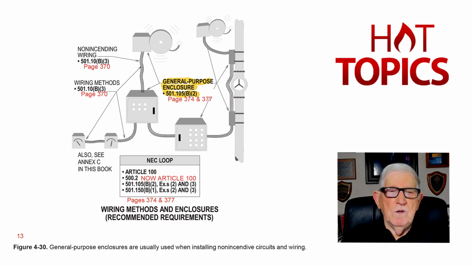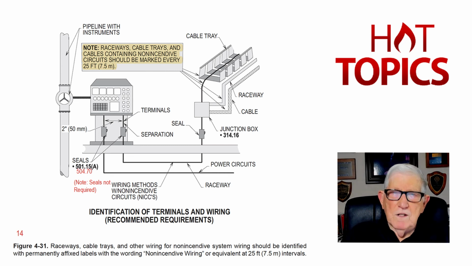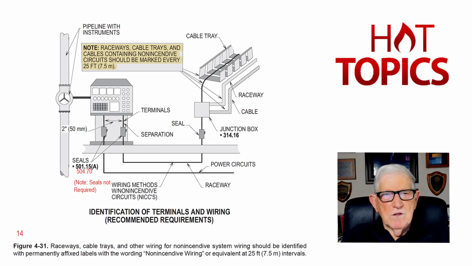Now let's move to figure 14, and then notice again, we're getting into recommended requirements, not required by NEC. Now keep that in mind, but it is suggested that when you have raceways, cable trays, cables and so forth, that they be identified every 25 feet so that you know they're different. The intrinsically safe circuits are identified every 25 feet by a label with a blue color coding type system. Now notice seals are not required.